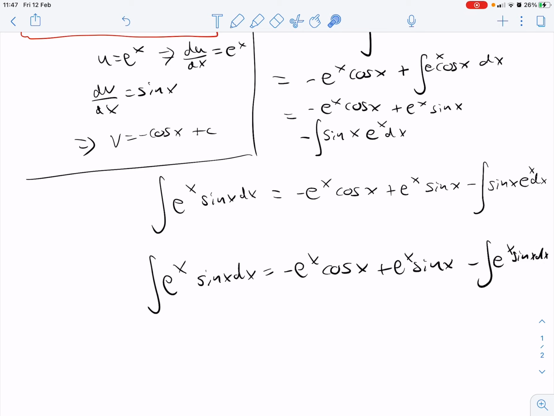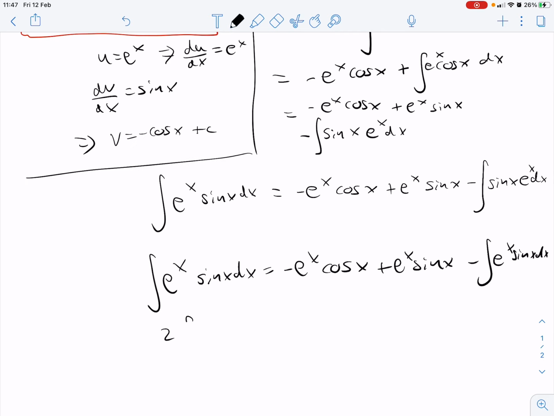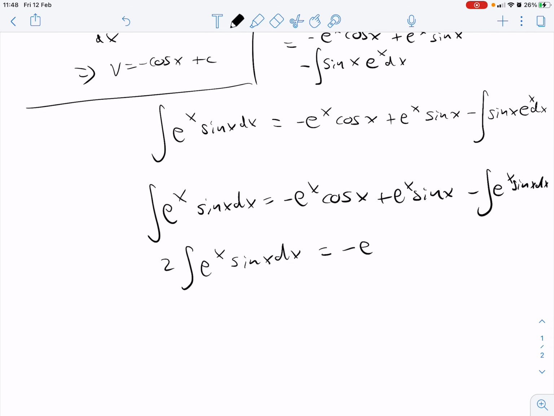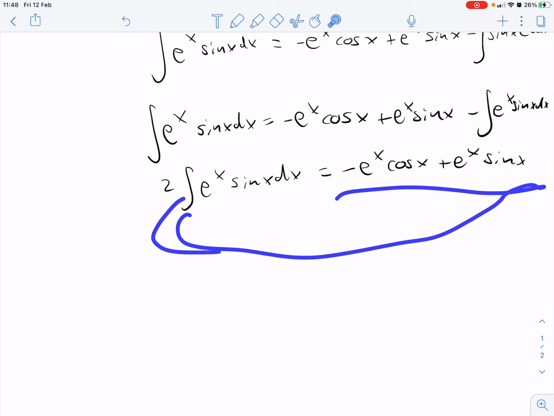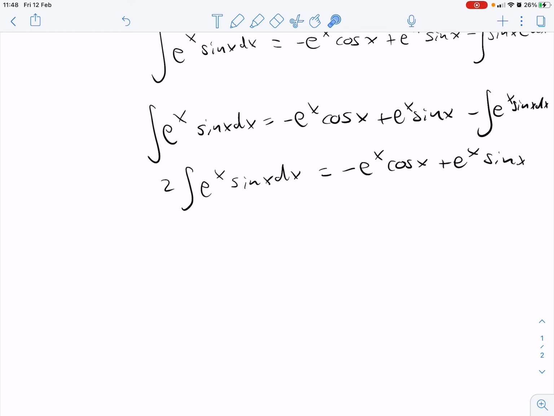Right, so what you can do here is you can add this over to that side, and because they're the same, you can do that. That'll give you 2 lots of the integral of e to the x sine x dx equals minus e to the x cos x plus e to the x sine x. And because I can in this situation, if I move all these terms to one side, I can get that equal to 0, which means I can multiply each side by the same term.